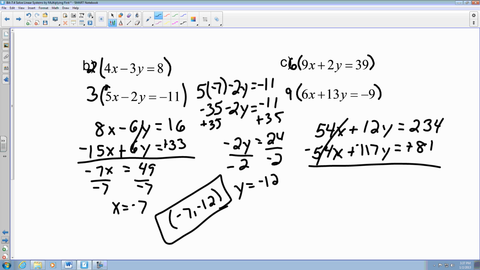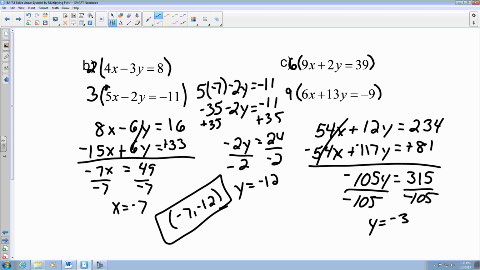So this cancels out. That means 12 minus 117, which would be negative 105y equals, and it's 234 plus 81, which equals 315. So dividing both sides by negative 105, that gives me y equals negative 3. Now we just have to put it back into the original equation.